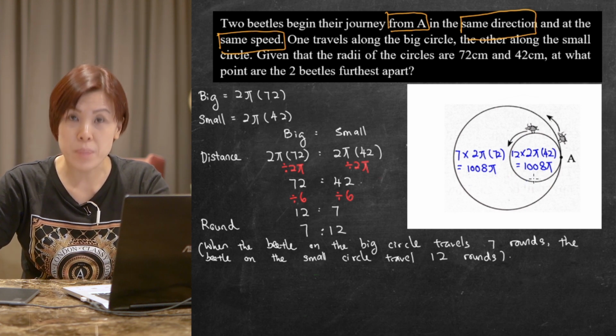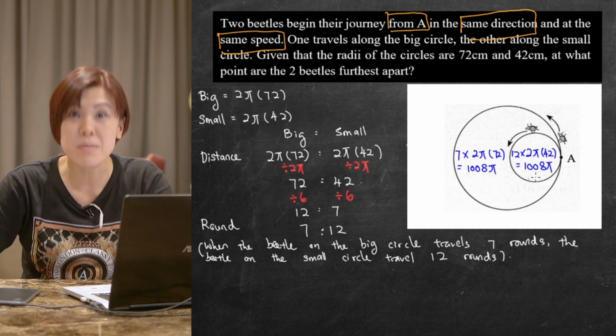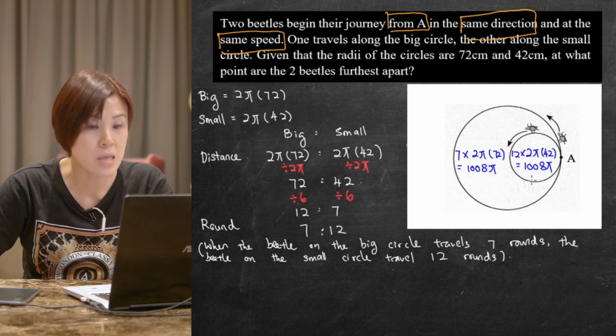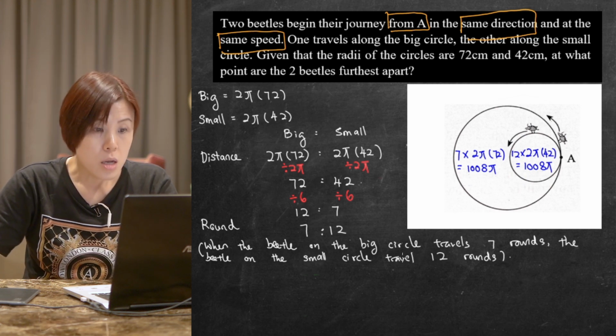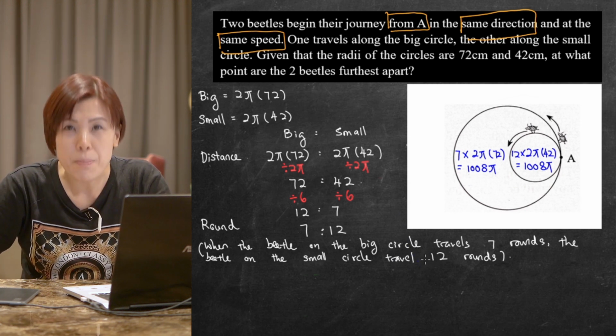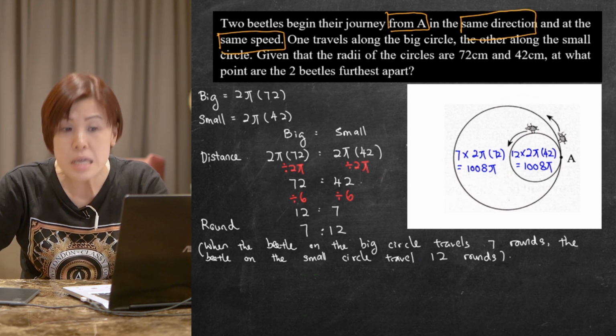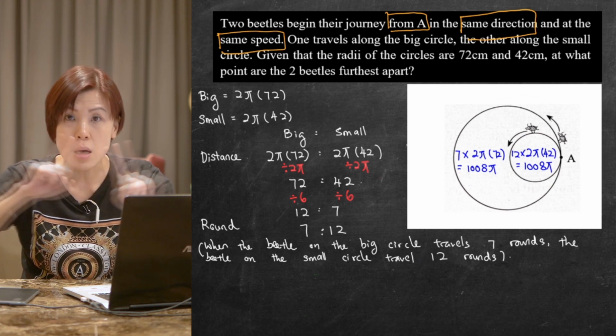One bit on the big circle is 7 rounds, on the small circle is 12 rounds, but the distance traveled by them are actually the same. That's why the time needed is the same. Okay, so next thing that is important to find is which is the point these two beetles have to be in order to be furthest apart.